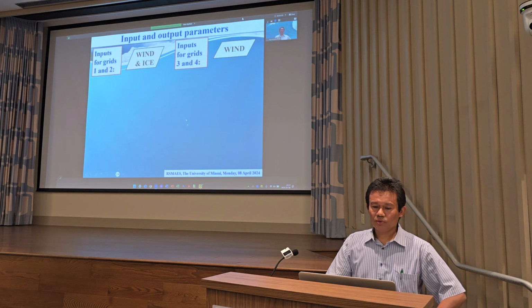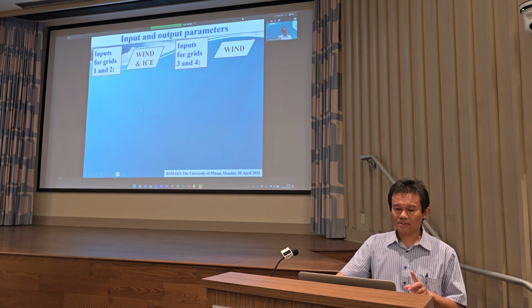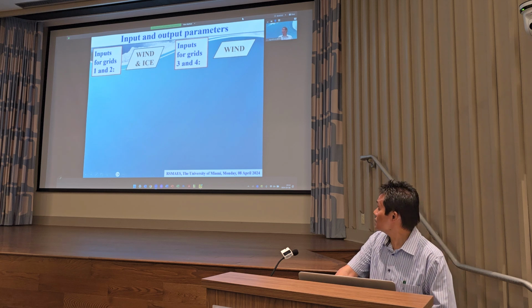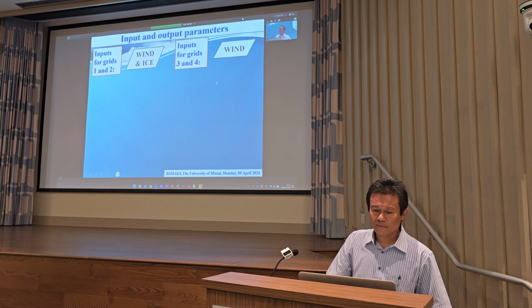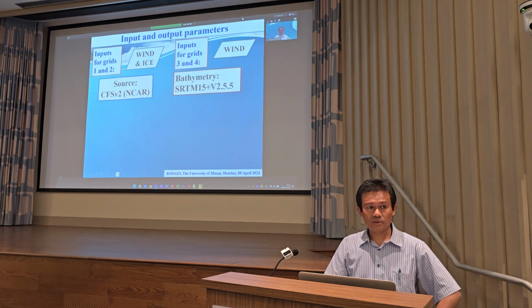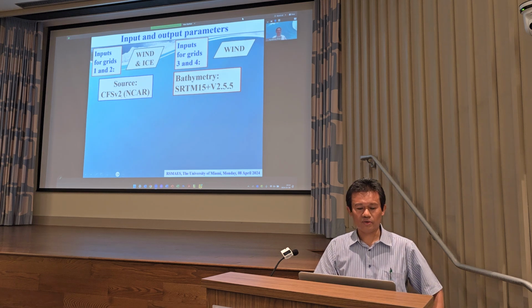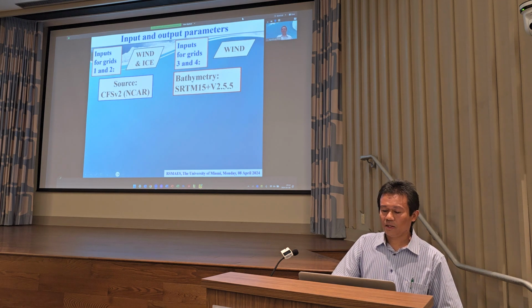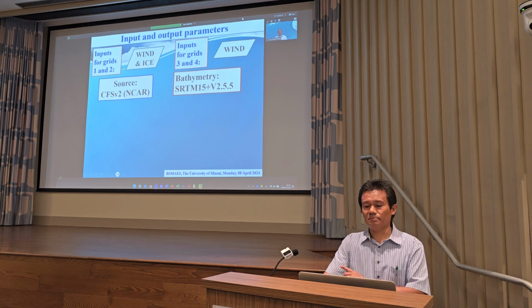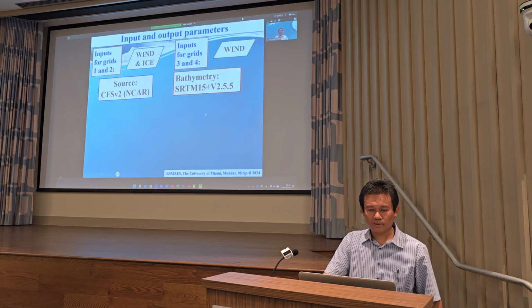What's the input of the model? For grid 1 and grid 2, which are global, and the second nest, we apply the wind and ice, and for the other two grids we use only the wind. Where do we get the wind? We get it from NCAR, CFS, it used to be called CFSR, now it's CFSv2. And the bathymetry, as I mentioned before, is SRTM 15, where 15 means 15 seconds, which is about 500 meters.